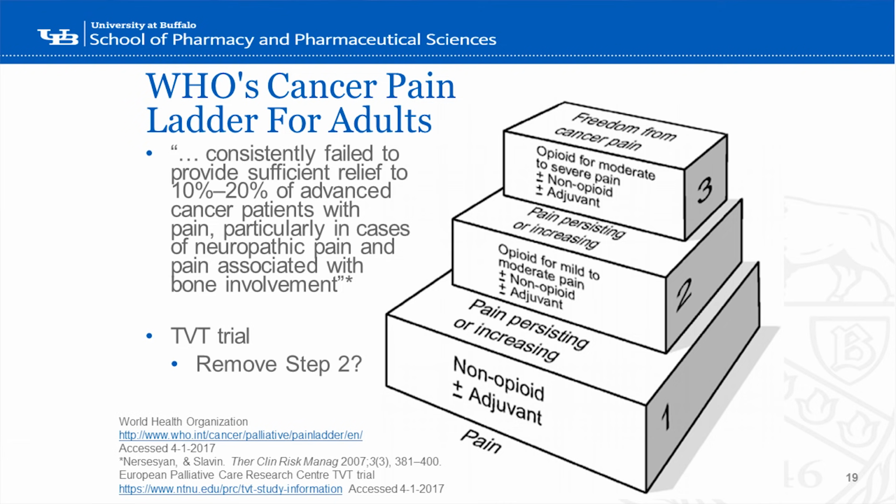The other critique of step 2 is what is an opioid for mild to moderate pain versus what is an opioid for moderate to severe pain. If we understand that morphine, oxycodone, and hydrocodone are relatively equipotent, which one of them would you consider first versus last? So we often move right through step 2 and into step 3.